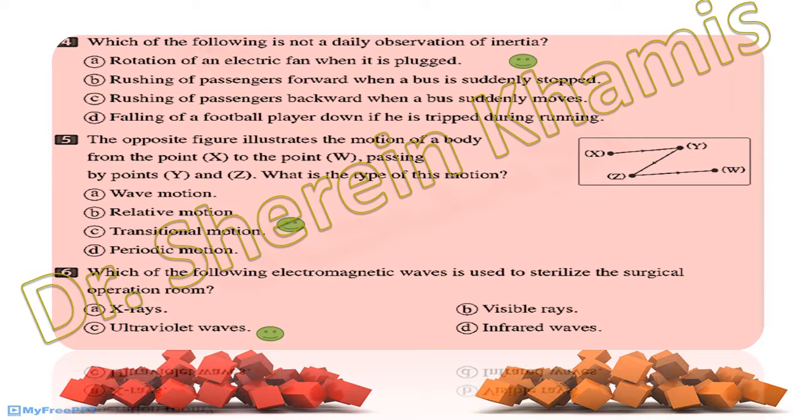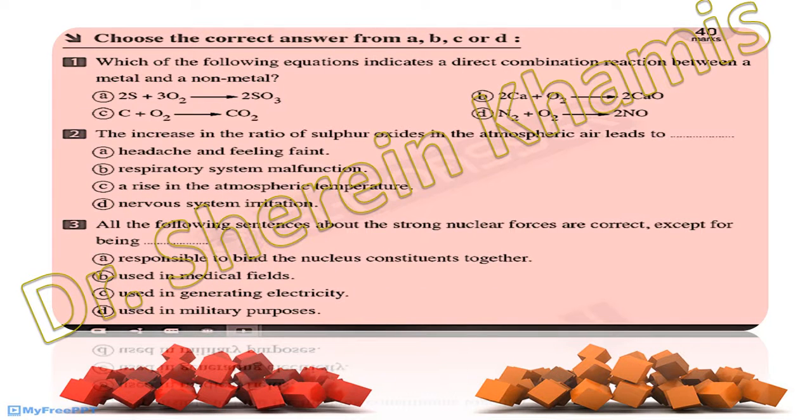Okay, this is the third exam. Let's go to exam 4 of our revision today. Question 1 says choose the correct answer from A, B, C, or D. Which of the following equations indicates the direct combination reaction between a metal and a non-metal? We have only metal and non-metal.